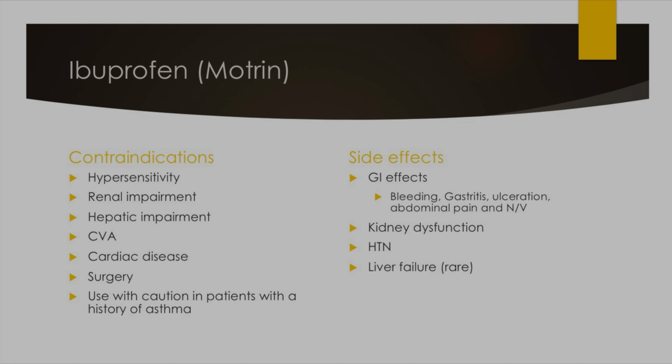Side effects are commonly GI related: gastritis, ulceration, abdominal pain, nausea, vomiting, and bleeding, largely because of reduced gastric protection. Kidney dysfunction is a bigger risk in dehydrated patients since renal perfusion is already reduced. You may also see hypertension due to fluid retention. Liver failure is rare but has been reported most commonly in chronic high dose daily use, around 2,400 to 3,200 milligrams per day, or in acute overdose. The main point is simple: common does not mean harmless. Assessment, hydration status, and comorbidities matter.